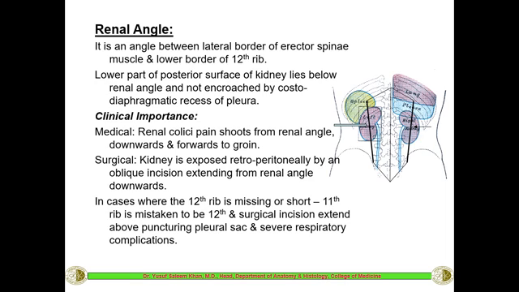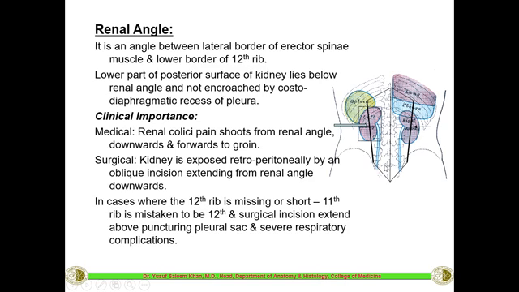The renal angle is an angle which is at the lateral border of the erector spinae. If you see the posterior abdominal wall, there is a pair of muscles on either side of the vertebra. These are called the erector spinae. As the name indicates, they help in the erection of the spine, or the verticality of the spine. It will keep the person erect. So these are called the erector spinae on either side of the vertebral column.